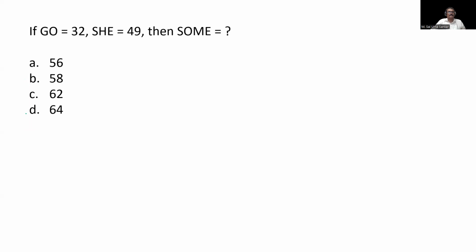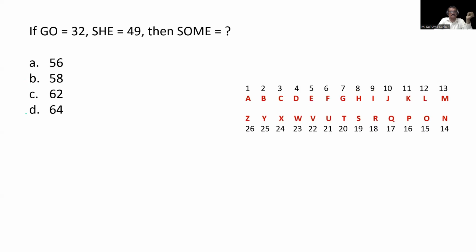If GO is equal to 32, SHE is equal to 49, then SUM is equal to. Now, suppose G, what is the G? That is equal to 7. And what is the O? That is equal to 15. Now 7 plus 15 is equal to 22. But here it is equal to 32. Suppose let us consider 22 plus 10 is equal to 32.